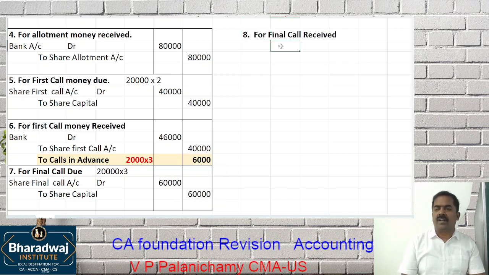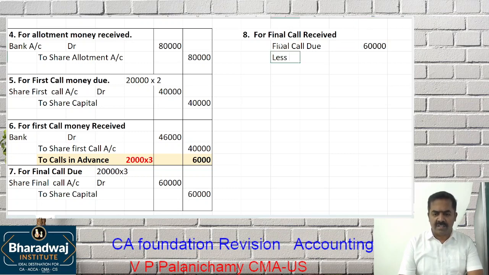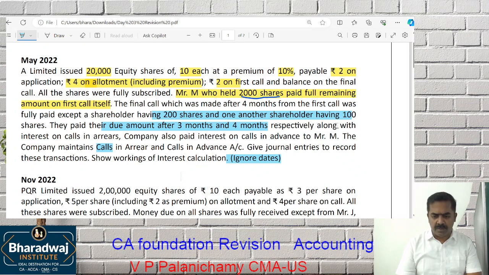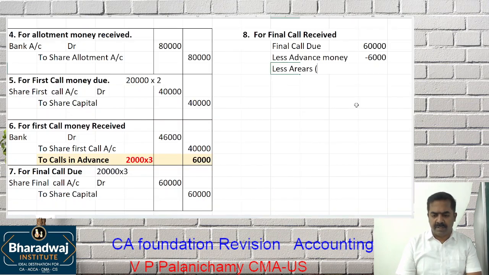Wait. What will be the final call that you will be getting? Final call, what is due? 60,000. Wait. Already we got advance money. You adjust that advance money and take it. 6,000. And there are calls in arrears. How many shareholders are not paying the money? This 100 plus 200, 300 persons holding 300 shares are not paying the money. 300 into 3, 900 we are not collecting. So what is the net collection?